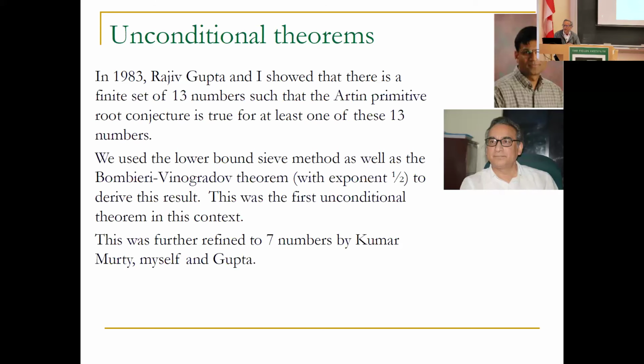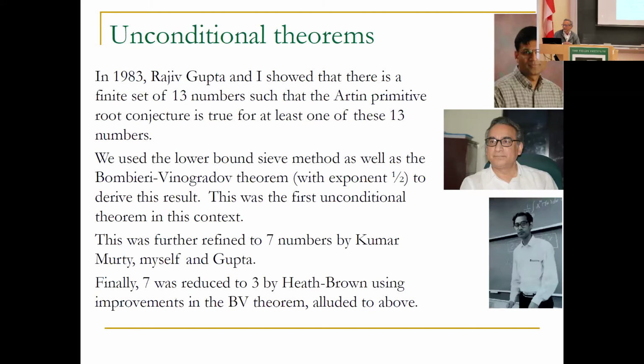And shortly after, we refined this with Kumar, myself and Rajiv. We refined it to 7 numbers. And then finally, that's Kumar again. Finally, 7 was reduced to 3 by Heath-Brown using improvements in the Bombieri-Vinogradov. Since after our work was done, Friedlander and Iwaniec had managed to extend the range of the Bombieri-Vinogradov theorem with some weights up to 4 over 7. And that enabled Heath-Brown to reduce our 7 to 3. So that's basically where it sits now.